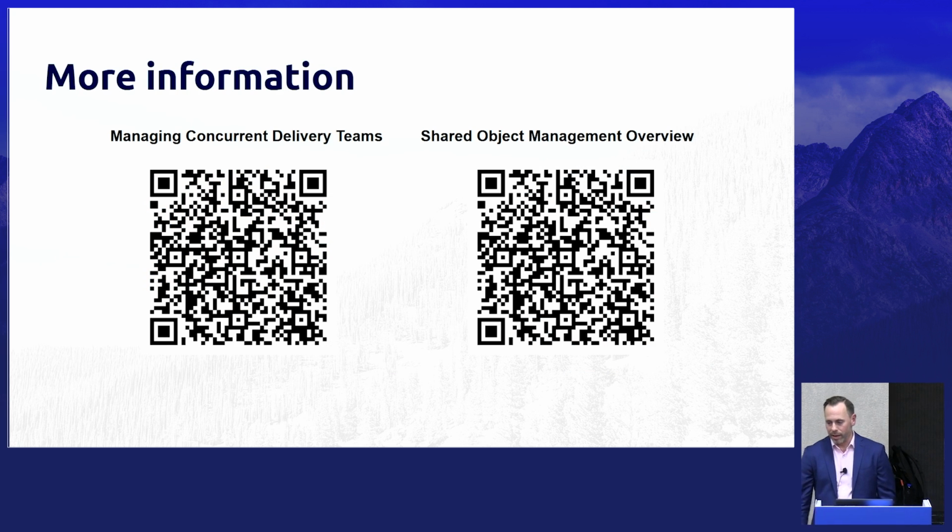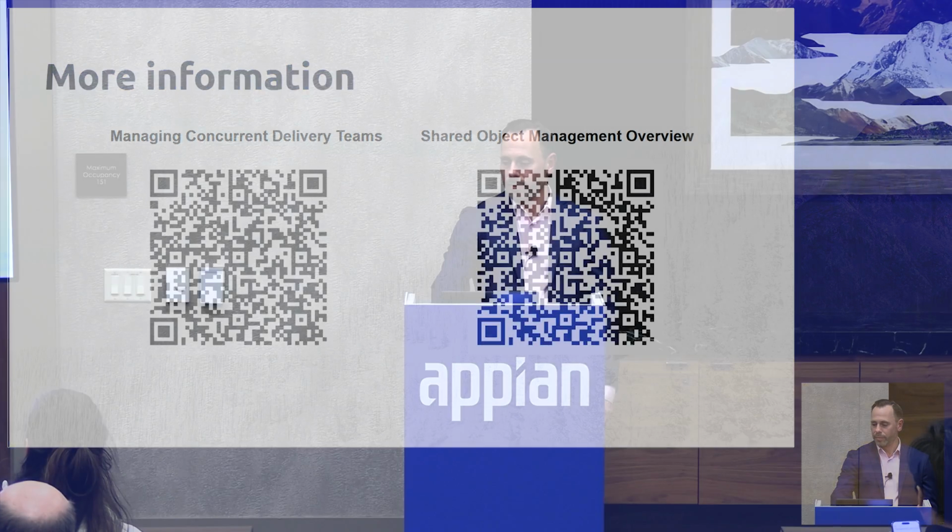So Appian has additional guidance in Appian Max, managing concurrent delivery teams. They have an actual article on that in Appian Max that you can scan here in the QR code. They also have a shared object management overview, which is a cool article as well. And Appian Max, just in general, I find is a great resource. I encourage you to read up on that. I'm always in that documentation to check the cool stuff that's there.